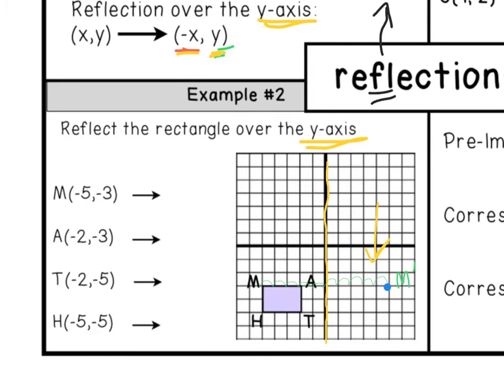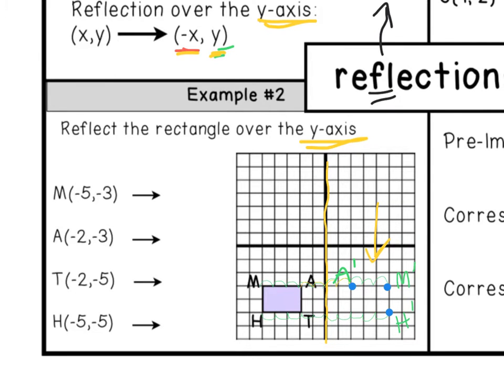Okay, let's do the A. The A is 2 units from the y-axis, so we move 2 units in the opposite direction, and that puts us right here. That's going to be our A prime. Mark it A prime. All right, now we're on to H, and I can see that H is 1, 2, 3, 4, 5 units from the y-axis. So we go back to the y-axis and go forward 5. And this is where our new H will be. Label H prime.